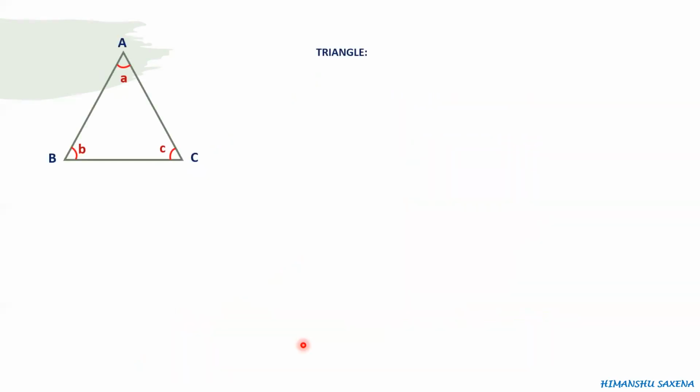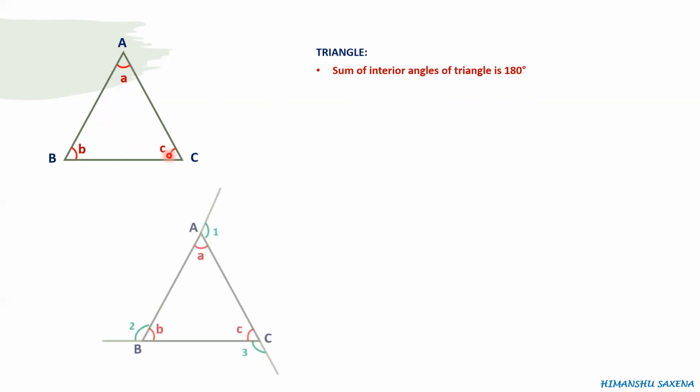Now let's talk about triangles. So a triangle is an enclosed figure by three sides, right? So here AB, BC and CA are the three sides and they are forming three angles named small a, small b and small c. So this is a triangle. Now the sum of interior angles of a triangle is 180 degrees. So the sum of A, B and C is 180 degrees.